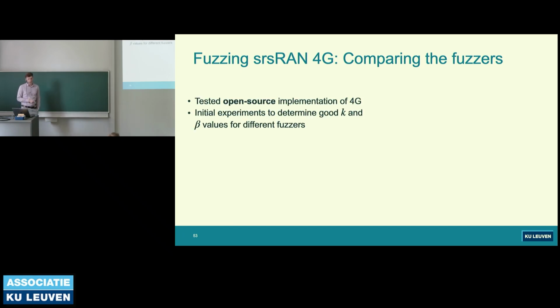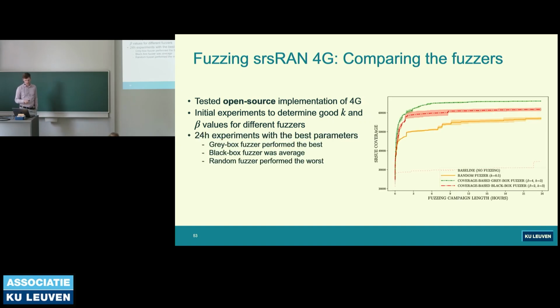So initial experiments were run to determine good parameters k and beta, because those are the hyperparameters in my framework. I had to run a lot of experiments to determine good values for different fuzzers. And then I ran 24-hour experiments with the best parameters, with the random fuzzer, with the coverage-based gray box fuzzer, and the coverage-based black box fuzzer.